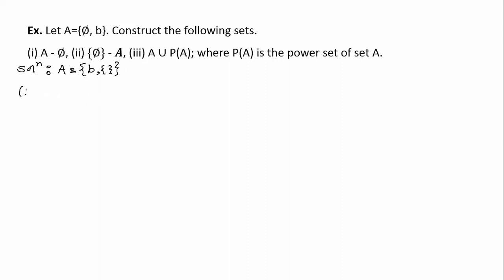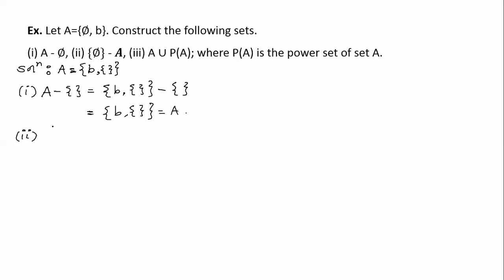Okay. Now let us write the first part, that is set A minus the empty set. So this is nothing but B comma the empty set, these are the two elements, minus this empty set. So this is equal to, we have to write those elements in set A which are not in set B. Set B contains no element at all. So obviously the answer will be A itself. So this is equal to A.